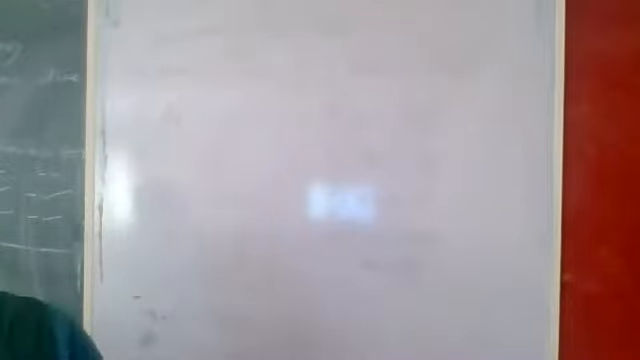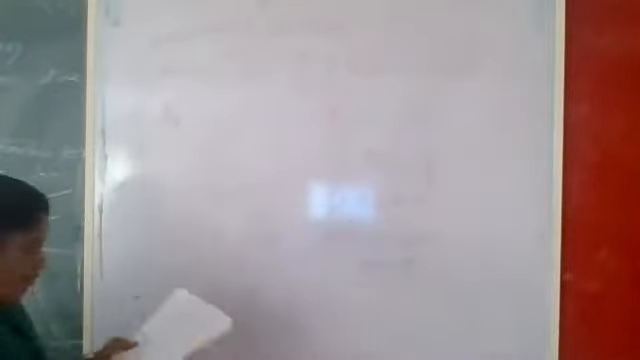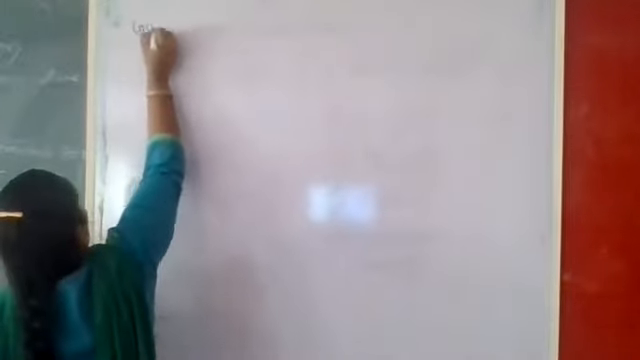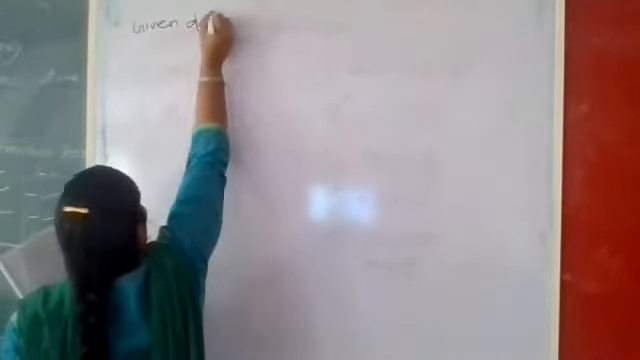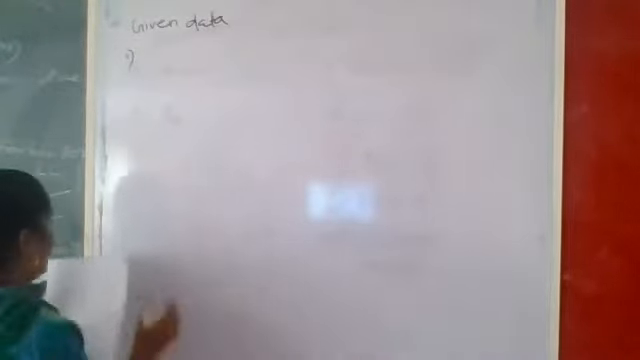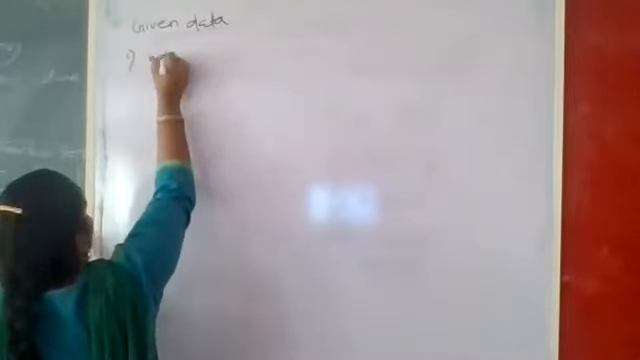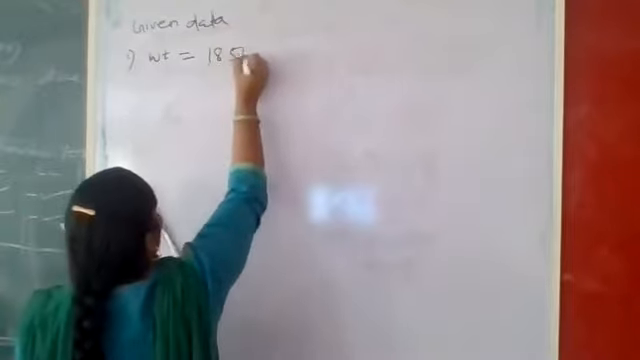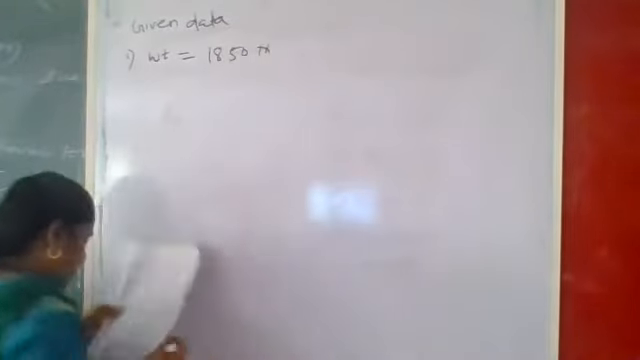Okay. First you write the given information. What is the given information? A single degree of freedom system, given data. First, a single degree of freedom system consists of a mass. In terms of weight, they have given 1850 Newton. That is the weight they have given.